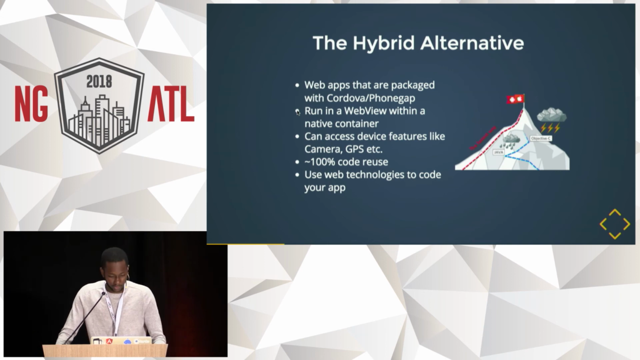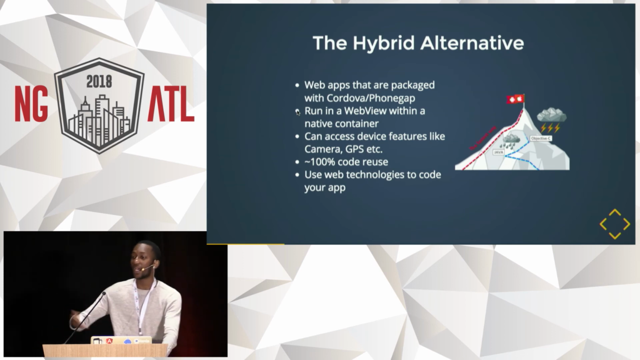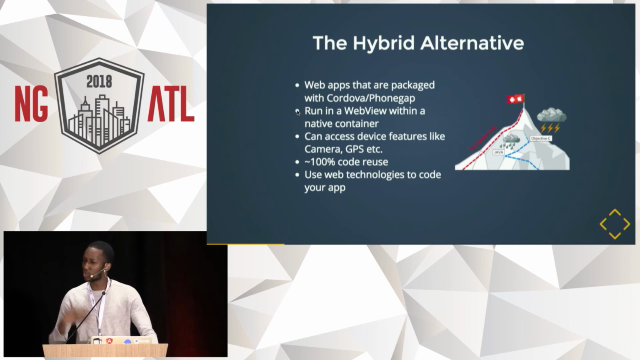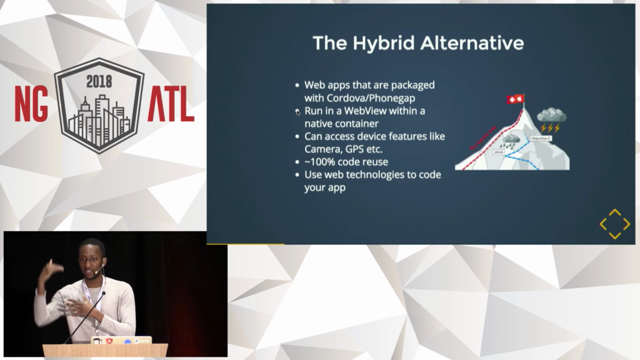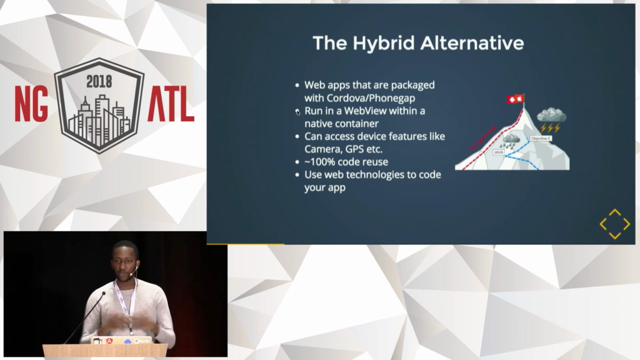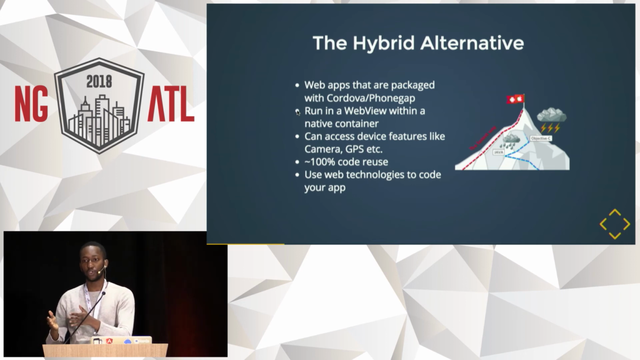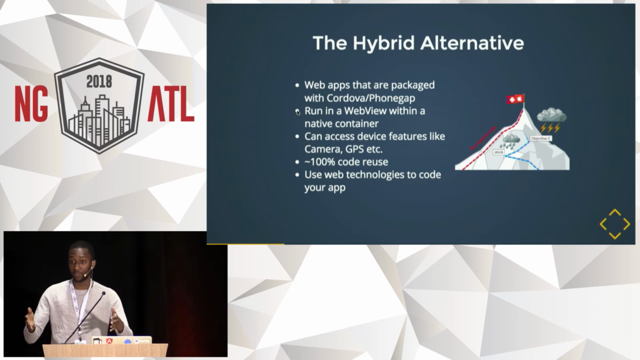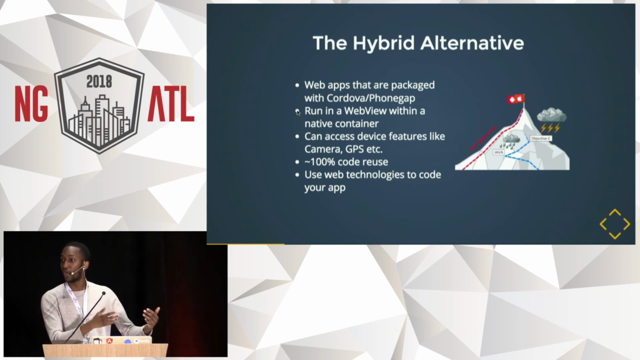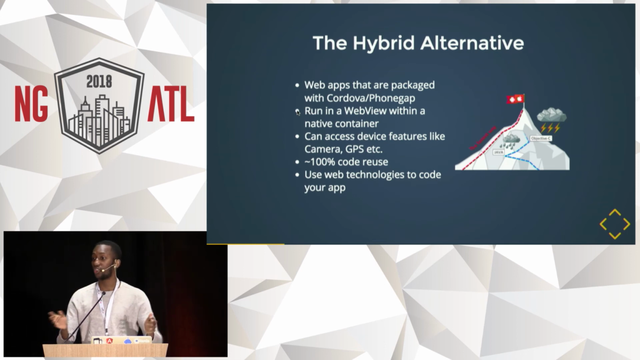And this is where the hybrid alternative comes through, which is basically apps packaged with something like Cordova or PhoneGap. And they're running a WebView container, and I'm going to talk about that a little bit more. You can access device features like the GPS, Bluetooth, and the camera and all of that, basically thanks to Cordova. Because with the web, it's very difficult to get access to the lower level APIs. And the greatest thing about using the hybrid approach is that you're still using the web. So you're not actually learning anything new. You're not learning iOS and Swift or Android and Java. You're actually just using HTML, CSS, and JavaScript.